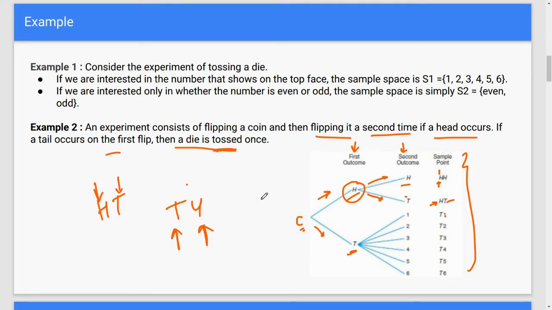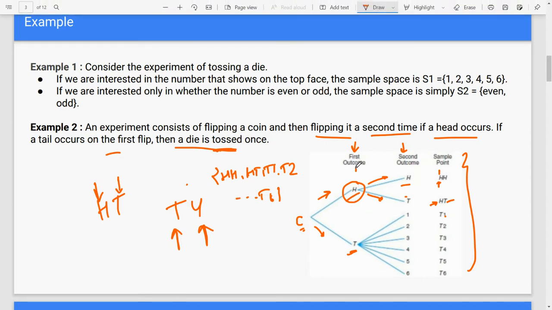So this is also the sample space. You can just write it simply as the set HH, HT, T1, T2, and similarly everything up to T6. This is slightly complicated as regards the sample space, because you are combining two different sub experiments in this whole experiment.